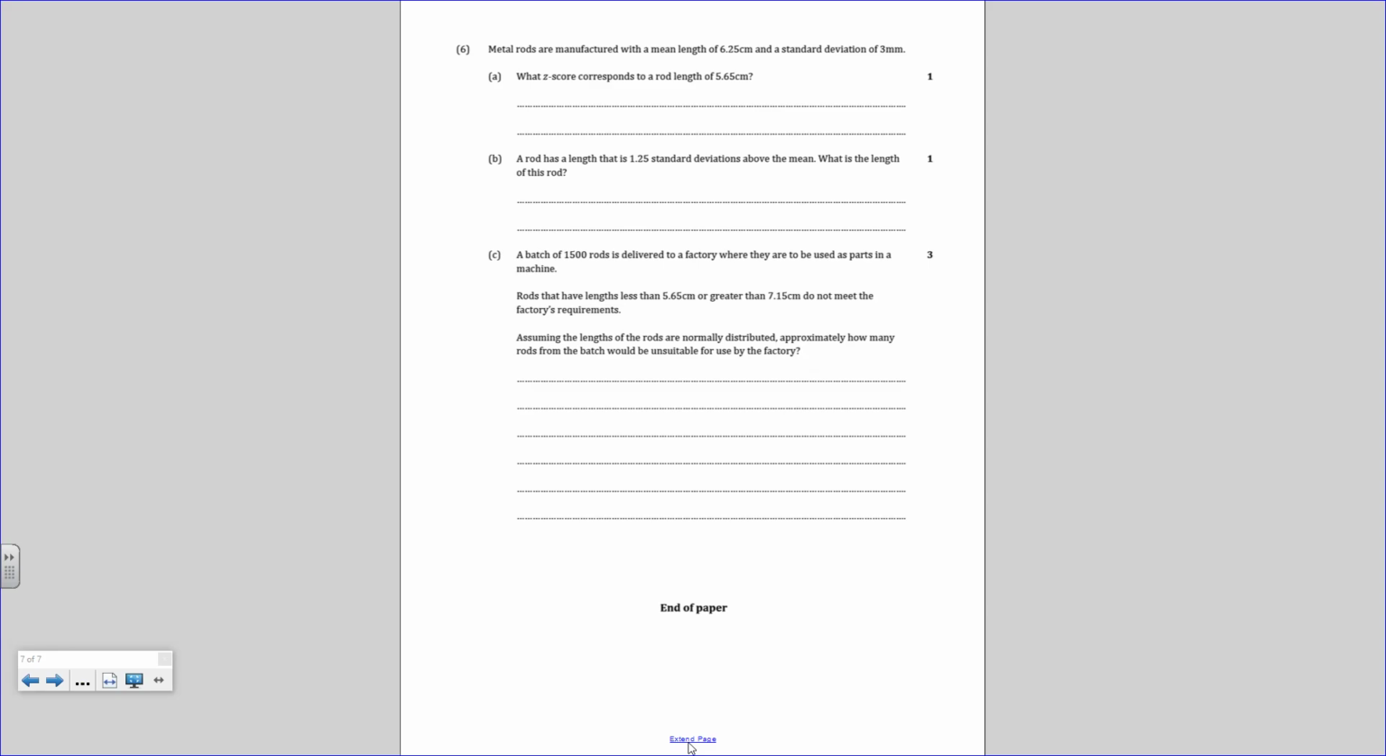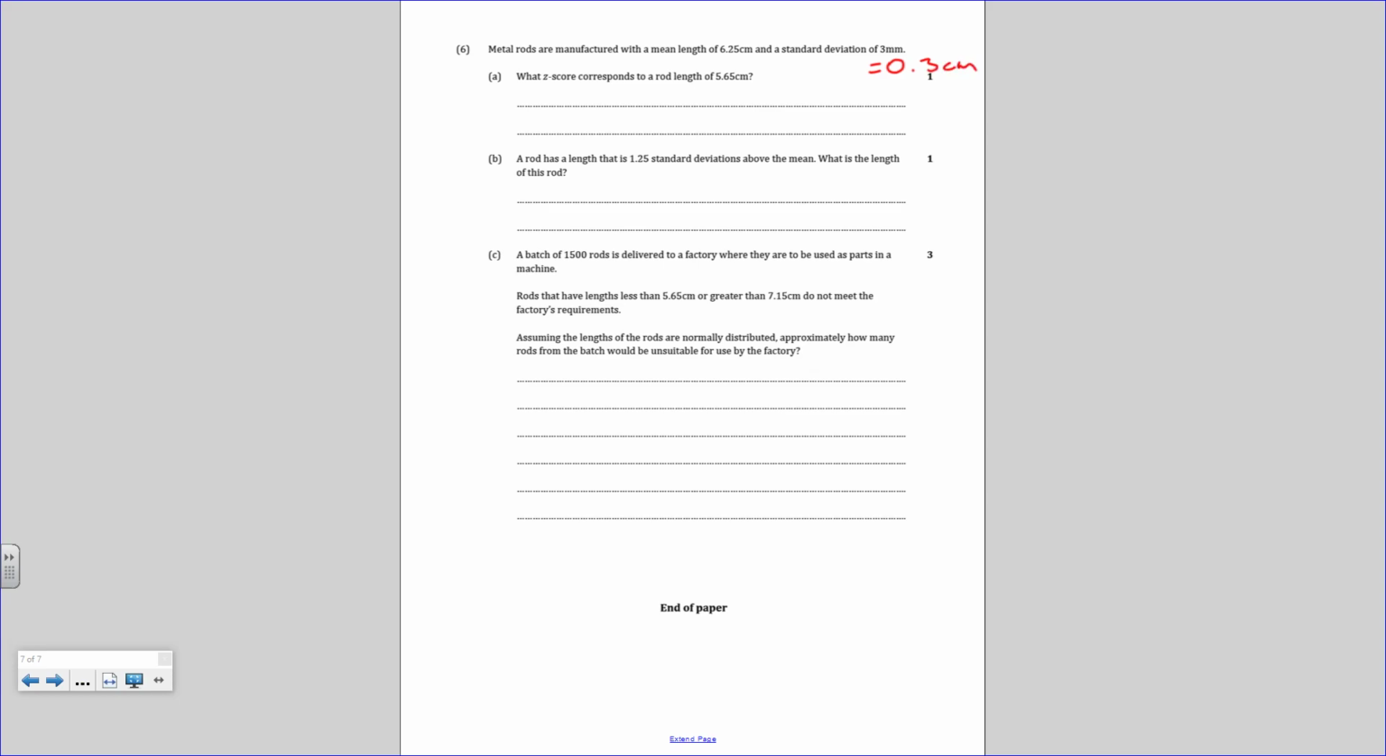So metal rods are manufactured with a mean length of 6.25 centimeters and a standard deviation of 3 millimeters. Before we go any further, note that they're not the same unit. That is a trick. We have 6.25 centimeters and a standard deviation of 3 millimeters, so this equals 0.3 centimeters.